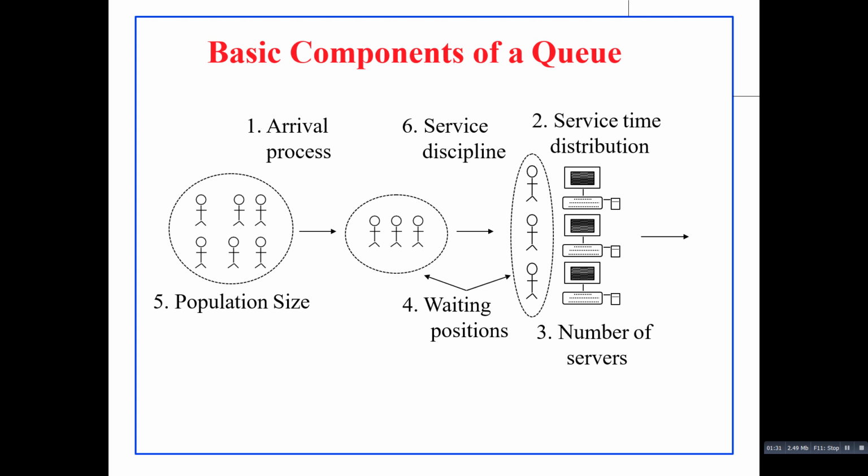These are all the basic components of a queue. You have six components. The first one is an arrival process. Meaning that, okay, if you want to go to a bank or maybe you want to buy a bus ticket or something, this is the arrival process. The second one is the service time distribution.